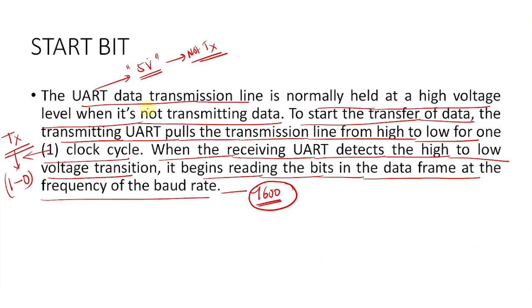Initially it will be high only, so it will be logic one only. When it starts transmitting, it will go from high to low, that is 1 to 0, and the receiver UART detects this signal. It will detect the voltage transition and begin reading the bits in the data transmission at a frequency of whatever the baud rate is.